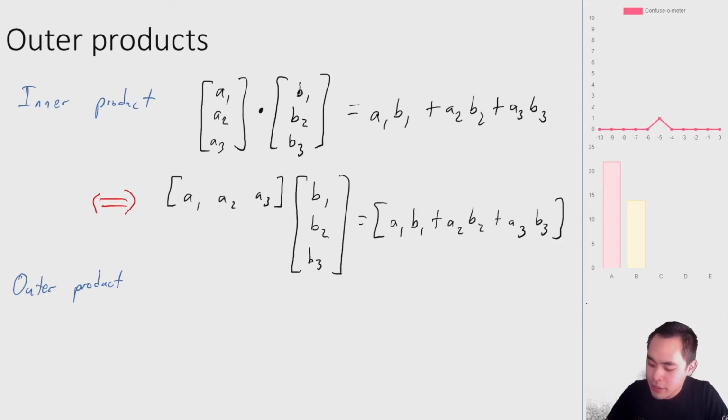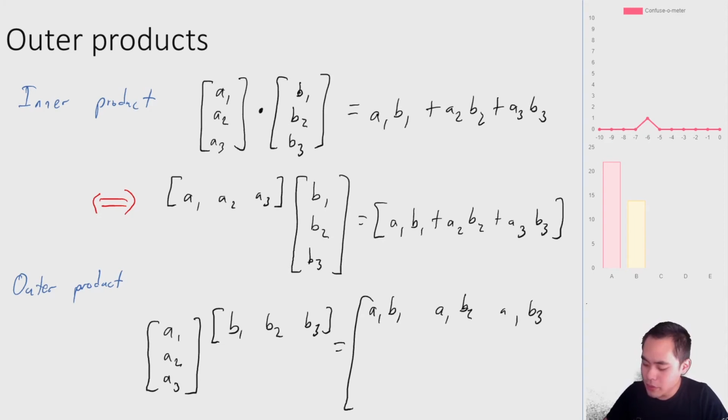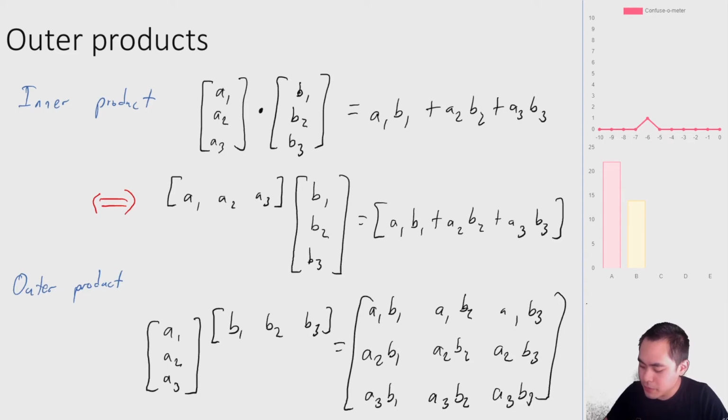And the outer product is basically just the opposite of that. So you can think of this in terms of matrix multiplication. If you had A1, A2, A3 as a column vector times B1, B2, B3 as a row vector, that's going to be equal to A1, B1, A1, B2, A1, B3, A2, B1, A2, B2, A2, B3, and A3, B1, A3, B2, A3, B3. Okay, so that's what's called an outer product.